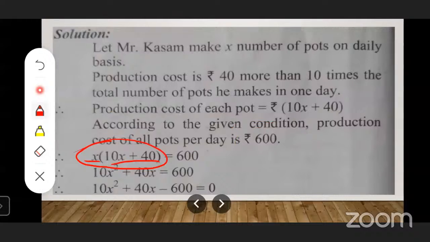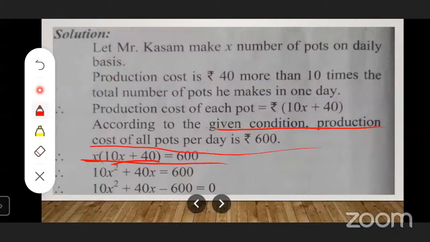x into 10x plus 40. Okay, and what will be the total cost? That will be nothing but the 600. So this is how you will get the second condition according to this line. Production cost of all pots per day is equal to 600. Here you have got this simpler form.